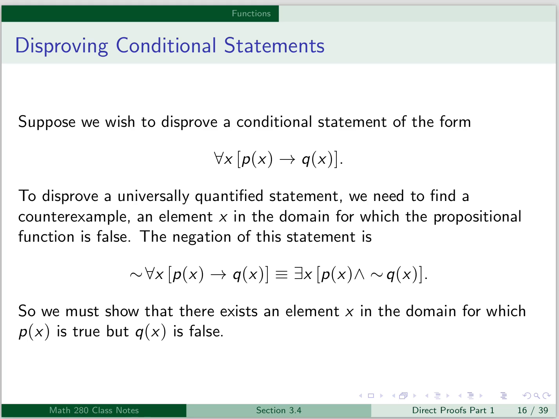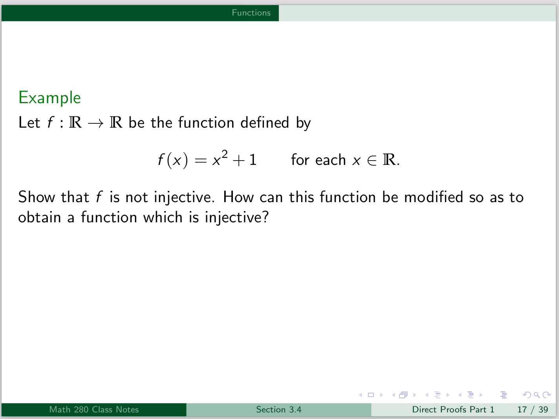I want to talk briefly about disproving conditional statements. Suppose we wish to disprove a conditional statement of the form for all x, p of x implies q of x. To disprove a universally quantified statement, we need to find a counterexample, an element x in the domain for which the propositional function is false, or equivalently, an element x in the domain for which the negation of the statement is true. Now, the negation of the statement is going to be there exists an element x such that p of x and not q of x. So we must show that there exists an element x in the domain for which p of x is true, but q of x is false.